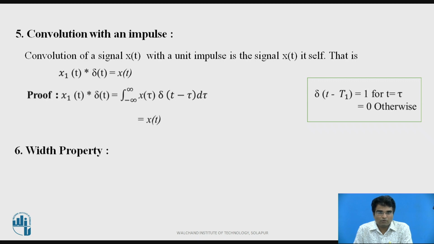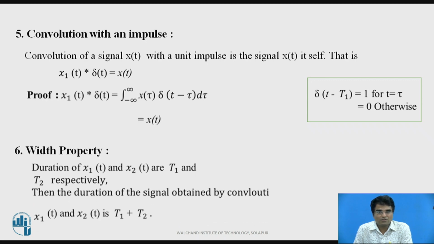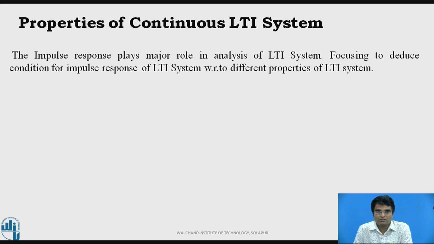Last property, width property. The durations of x1(t) and x2(t) are T1 and T2 respectively. Then the duration of the signal obtained by convolving x1(t) and x2(t) is T1 plus T2. Properties of continuous LTI system. The impulse response plays a major role in the analysis of LTI systems, focusing on reducing the conditions for the impulse response of an LTI system with respect to different properties of LTI systems.